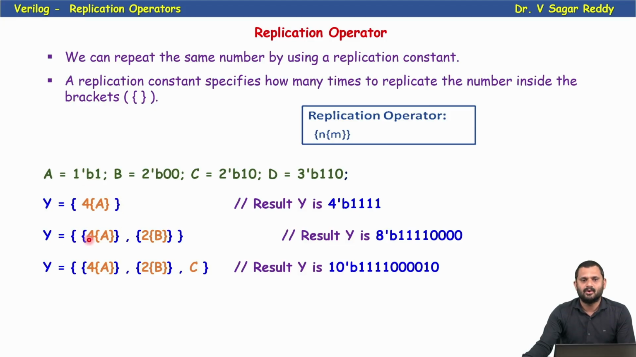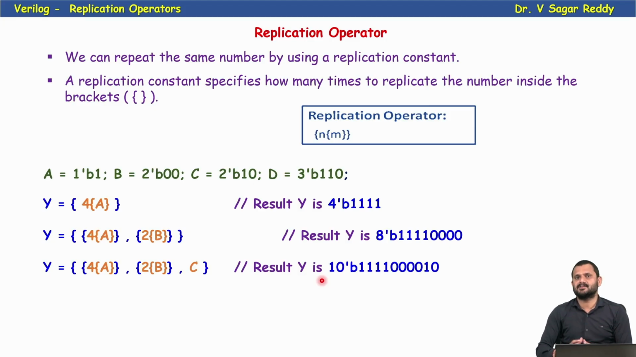So in this example, {4{a}, 2{b}}, I'm using both replication and concatenation operators. I want to repeat a 4 times and b 2 times. Now a is 1, 4 times. b is 0, 2 times, so we get 00. In the same way, with braces 4 a's, 2 b's and c, the result is like this. How many bits? Here 4, plus 4 plus 2, 10 bits total. So 4 times a is 1111, b 2 times is 0000, and c is 10. Now I hope you understand how to find the result for a given expression in Verilog.